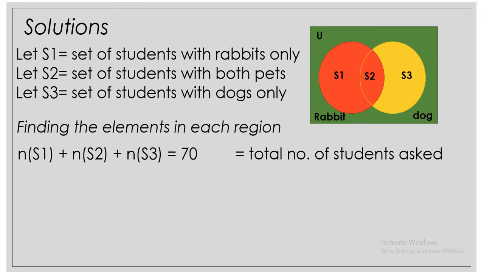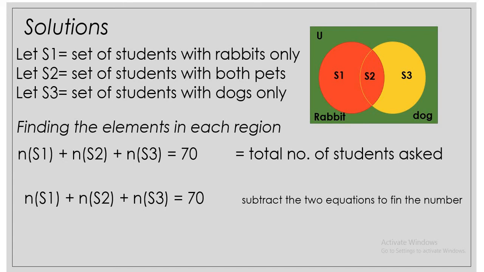So, dito sa ating equation, we have n(S1), which is the set of students with rabbits only, plus the students with both pets, which is S2, plus S3 is equal to 70. Ito yung number of students asked. Ito yung kabuuan ng mga estudyanteng tinanong natin. Alright? Then, we will subtract the two equations to find the number.